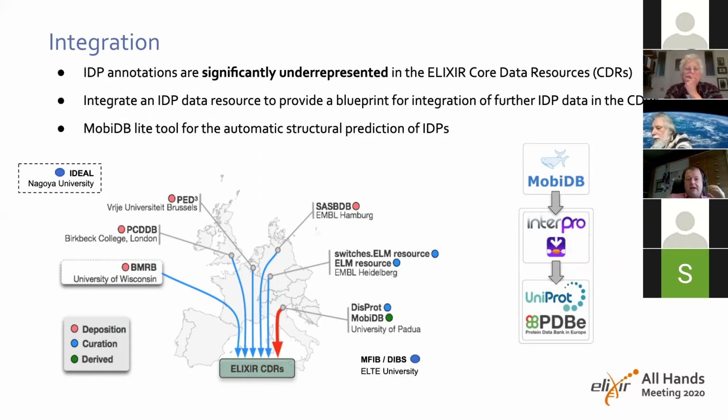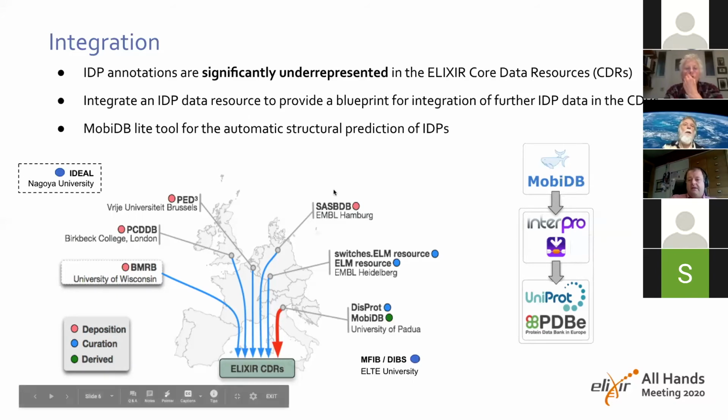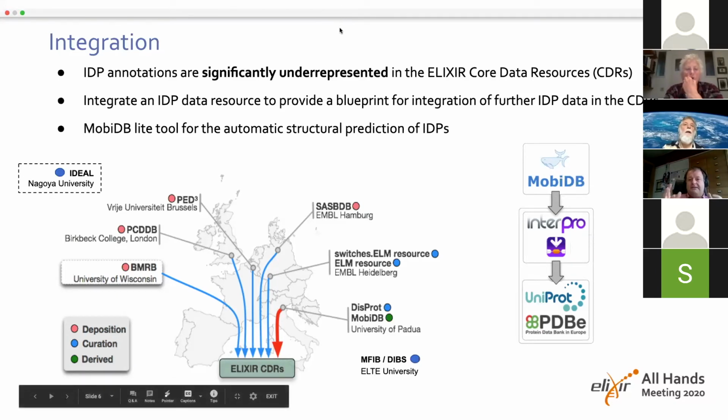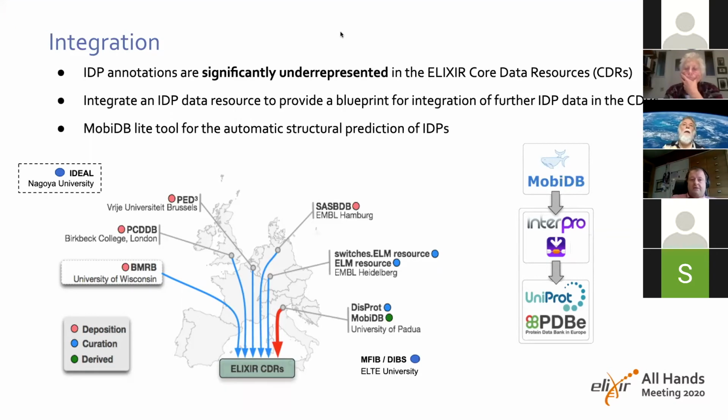experimenting with integrating MobiDB Lite, which is just the annotation. It's a consensus prediction for intrinsic disorder. This has been pulled into Interpro, so it's available as data there. And from there, it has been propagated into UniProt and the PDB Europe.